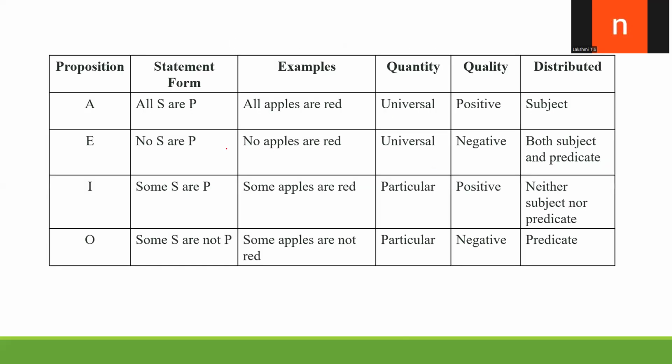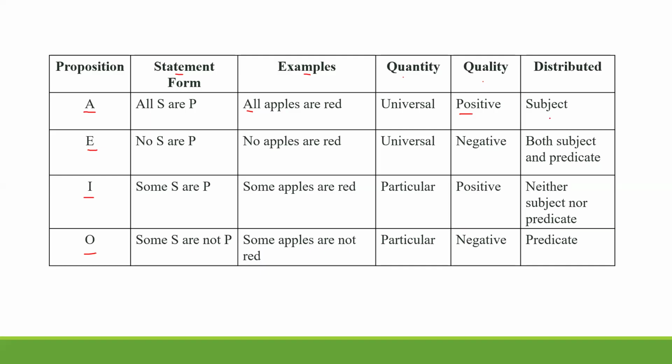Okay. Next one. Here we have to remind ourselves of these things. We know what is statement form, what is example, quantity and quality. So first, A is called universal affirmative, E is universal negative, I is particular affirmative, O is particular negative. That we know, we just saw it in the square of opposition. Now, all S are P, all apples are red. Here, all means universal. All apples, and this one, A, means universal. And this one, all apples are red, is positive. This is the quality and quantity we have to know.